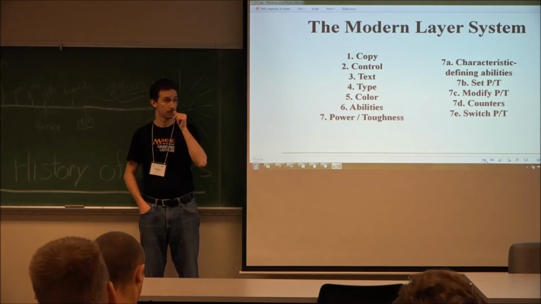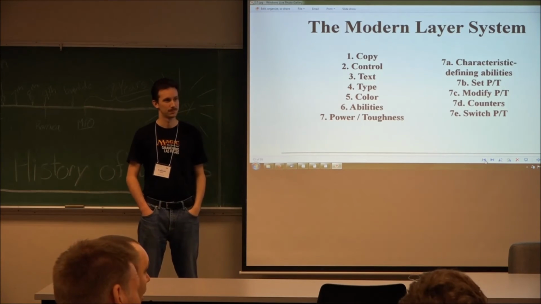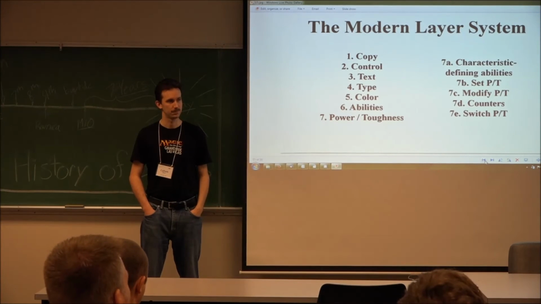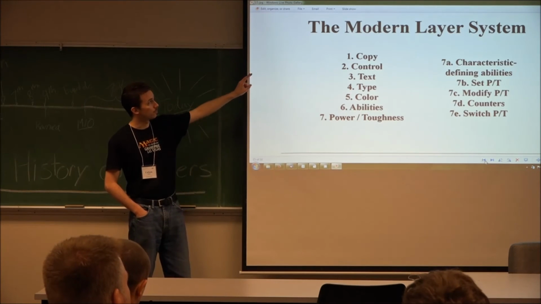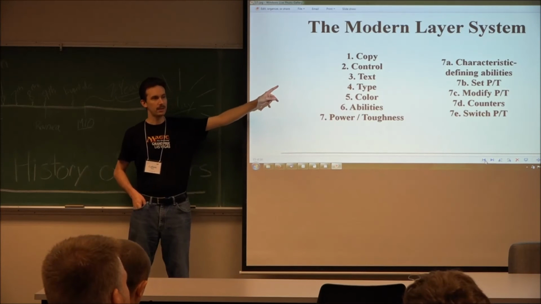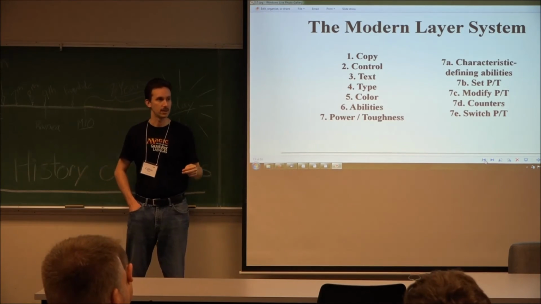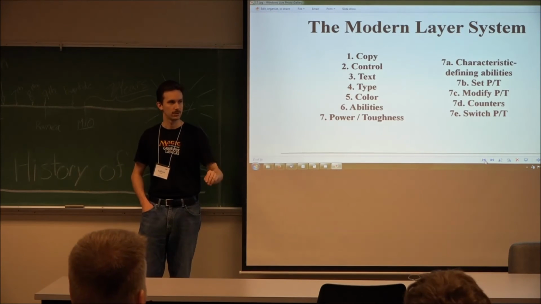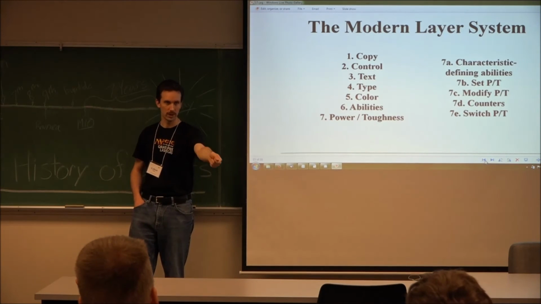Okay, something not quite directly related. Why are layers ordered copy, control, and replacement effects are ordered control, copy? Layers are ordered copy, control so that you can copy something that gives you control of something. So you can play Copy Enchantment and copy a Confiscate. You can play Copy Enchantment, I copy your Confiscate, stealing whatever.